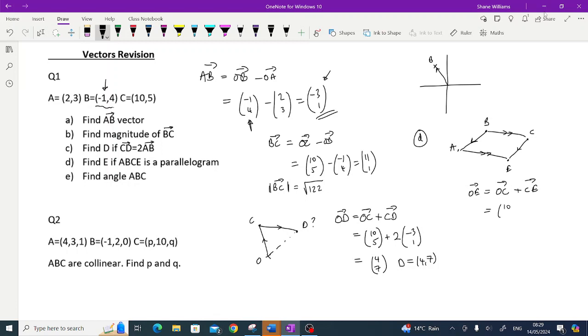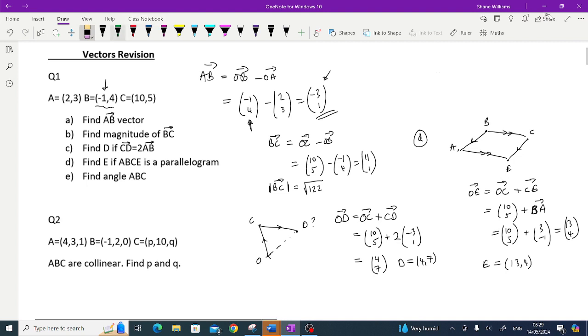So OC we know is (10, 5), and CE we know from looking at our diagram is parallel and the same length as AB because it's a parallelogram. Sorry, it should be BA, not AB, in this case, because of the direction. So that's going to be (10, 5) plus the negative of AB, so 3 minus 1, so we get (13, 4). That's the position vector of E, so if I want the coordinates, then (13, 4). And then finally, let's find the angle for ABC.